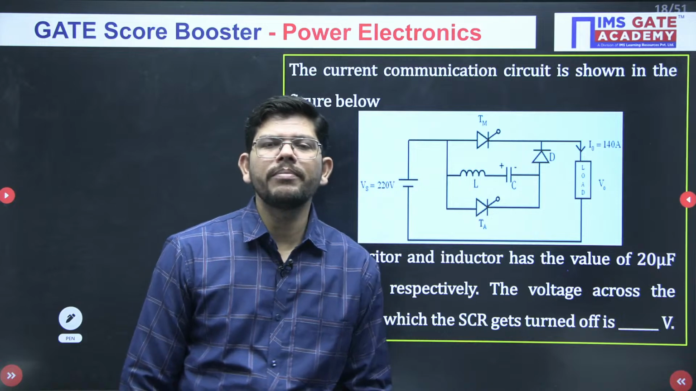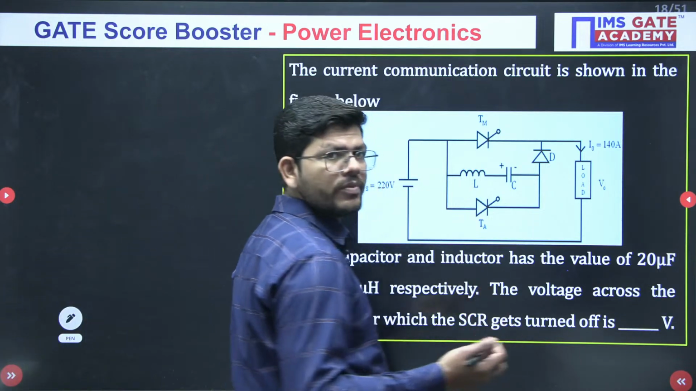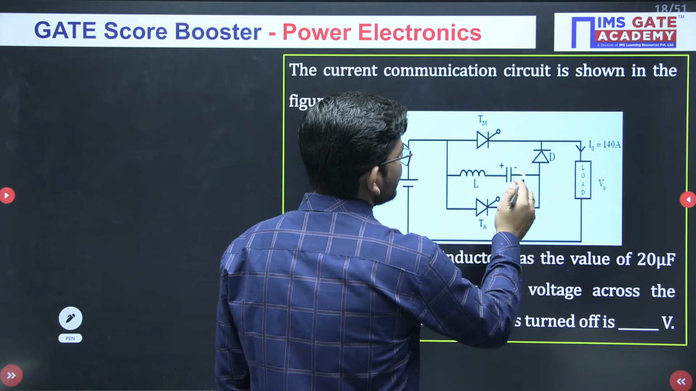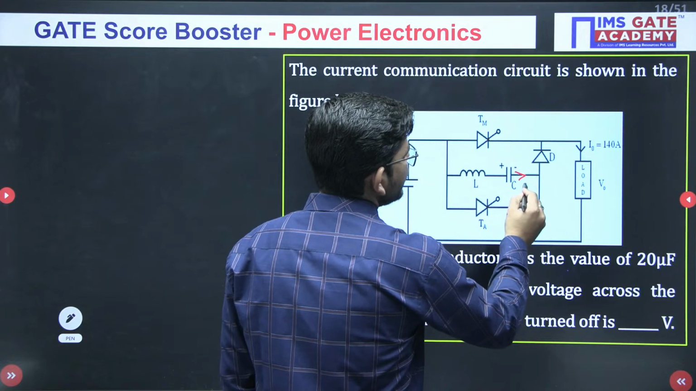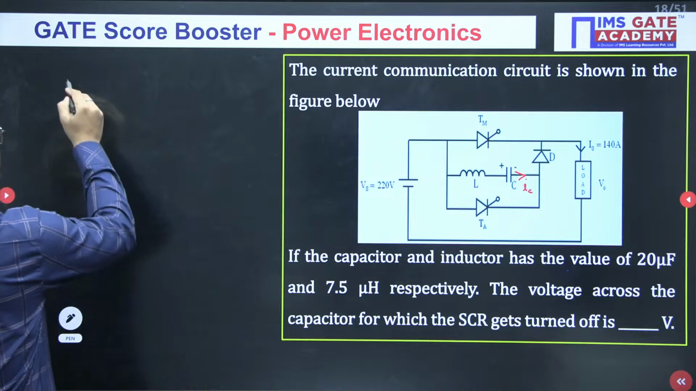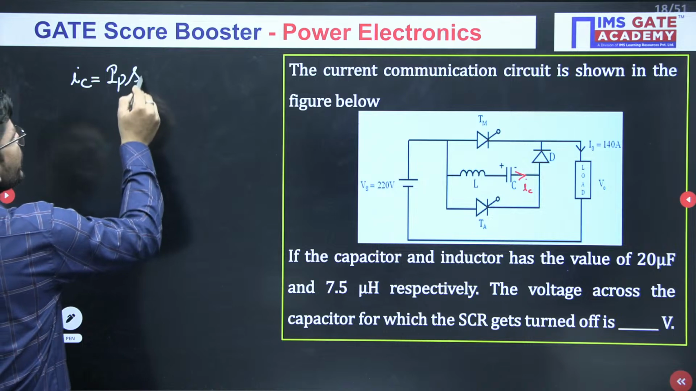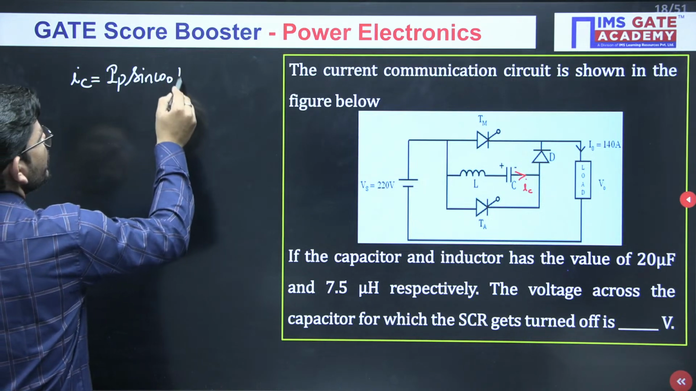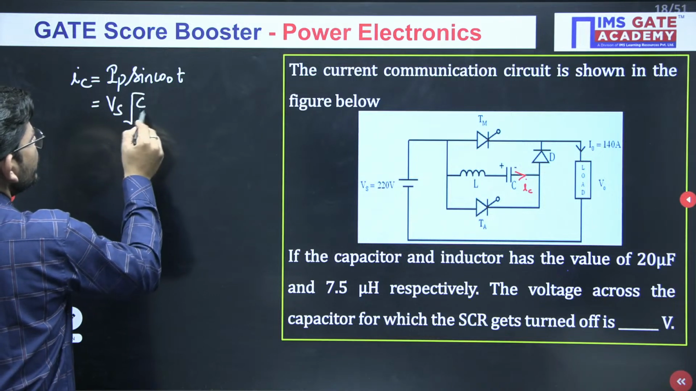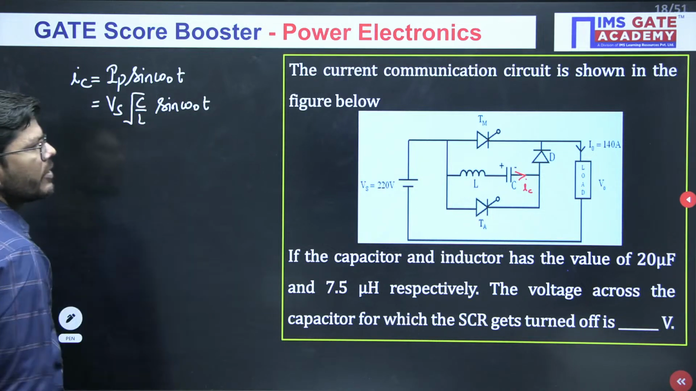So maybe you are not able to memorize the formula, and you don't have to. Just see here how you can get to the formula. The current flowing in this LC combination will be IC. And what is this current IC? It will be IP sine omega naught T, where IP is Vs under root C by L. So this is the current.